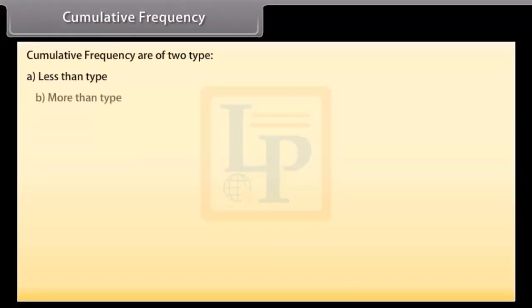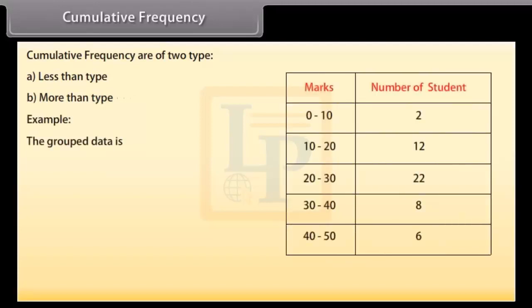Cumulative frequency. Cumulative frequency are of two types: A, less than type, B, more than type. Let us understand it with example. The grouped data is, for marks 0 to 10, number of students are 2. For marks 10 to 20, number of students are 12. For marks 20 to 30, number of students are 22. For marks 30 to 40, number of students are 8. For marks 40 to 50, number of students are 6.